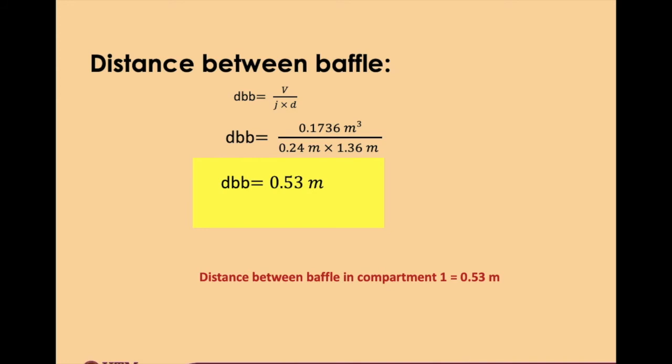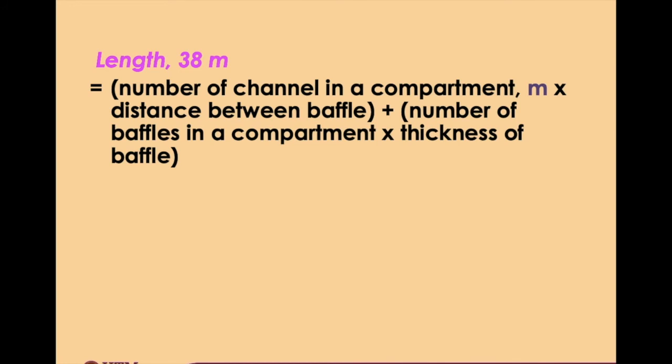Yes, thank you. Right, so we've done the first part, finding out the distance between baffles. Now we would like to find out the number of channels. Remember, the length of the tank has already been calculated in our example 2. It was 38 meters. So the number of channels in a compartment, which I assume to be M, times the distance between baffles, which we have just calculated, 0.53 if I'm not mistaken, plus the number of baffles in a compartment.